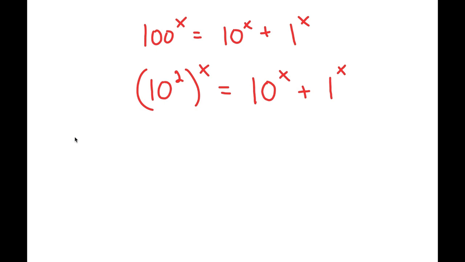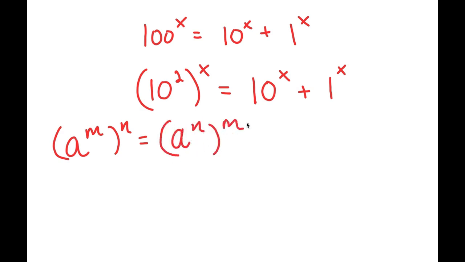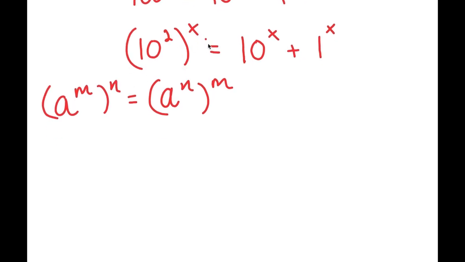Now, if I have something in the form a to the power of m to the power of n, this is equal to a to the power of n to the power of m. So 10 to the power of 2 to the power of x is equal to 10 to the power of x to the power of 2.